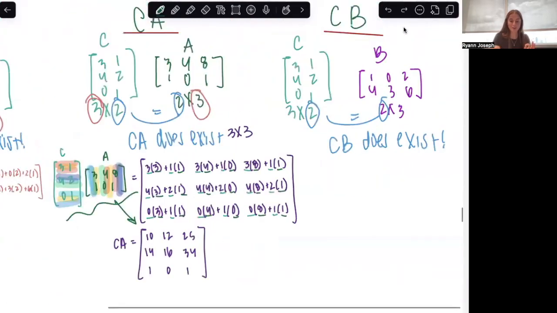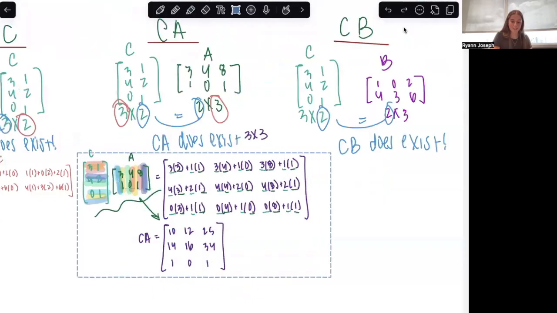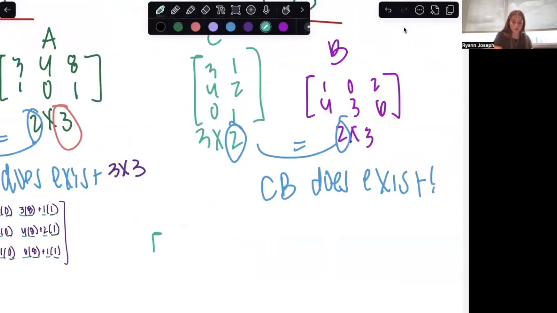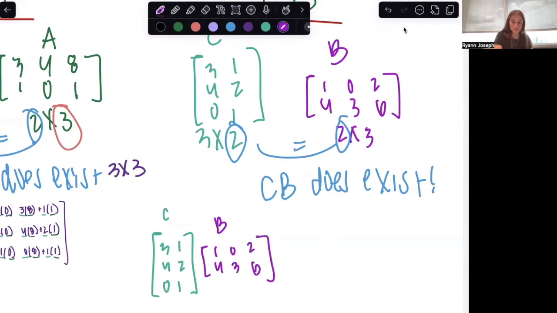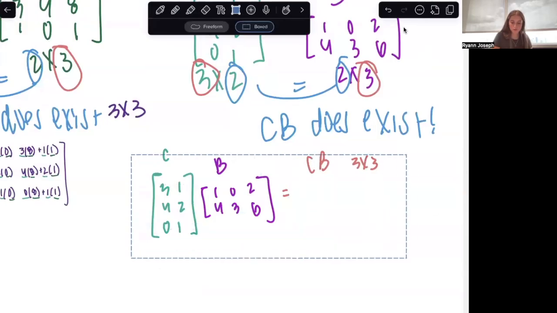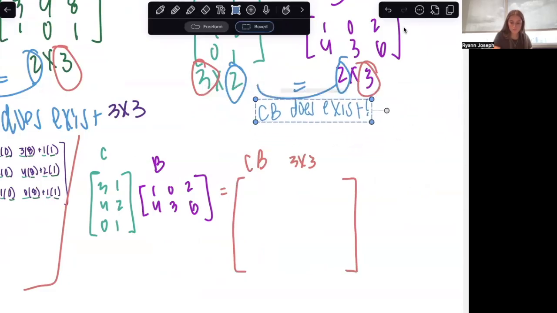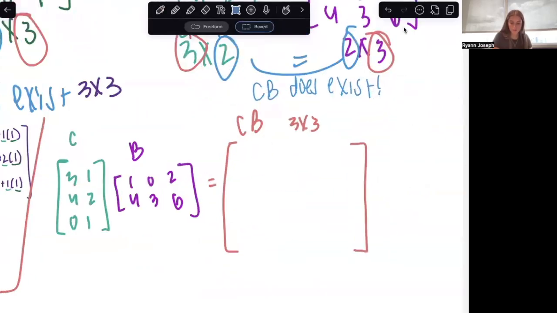Okay, lastly, we're going to compute CB. So same idea as CA, so we're going to go hopefully a little bit quicker with that too. Okay, so C, 3, 1, 4, 2, 0, 1, and this time we got B. 1, 4, 0, 3, 2, 6. Again, CB is going to be a 3 by 3. Okay. All right, let's do this.